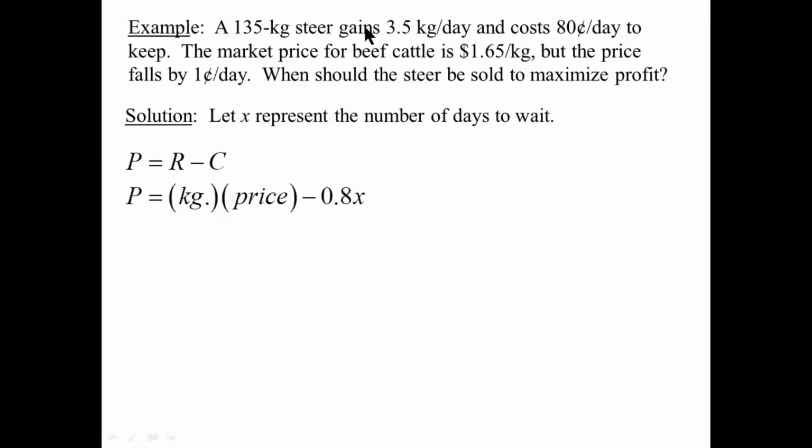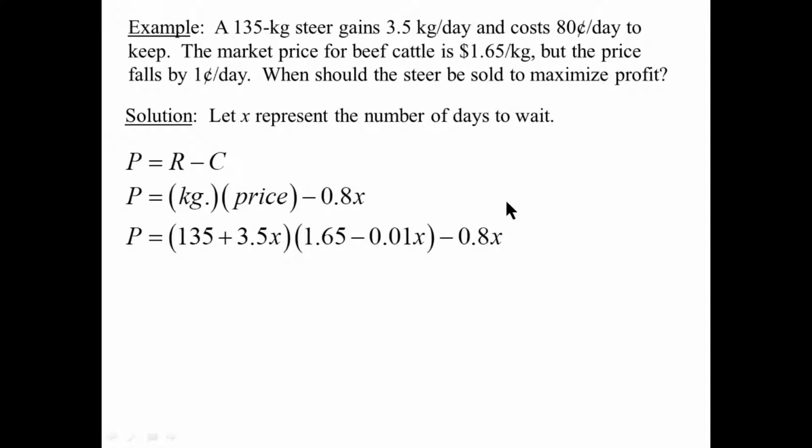Now the number of kilograms is currently 135. It's a 135 kilogram steer. But it's gaining weight 3.5 kilograms a day. So kilograms will become 135 plus 3.5x. Meanwhile, the price per kilogram is currently $1.65, but it's going down by a cent a day. So the price in this bracket is the same as the price in this bracket. It's $1.65 per kilogram, but it's going down. That's why you see a subtraction sign by 1 cent a day. x represents the number of days to wait. Meanwhile, 0.8x has been brought along, carried forward.